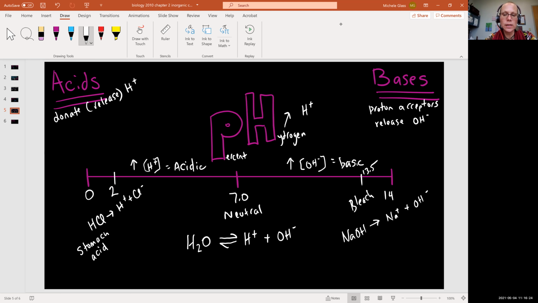Now these changes in pH, the scale is a logarithmic scale. So a change between 7 and 8 seems like a small change, but it's pretty significant. It's a 10 times difference between each number. So it is important to keep up with that significance.